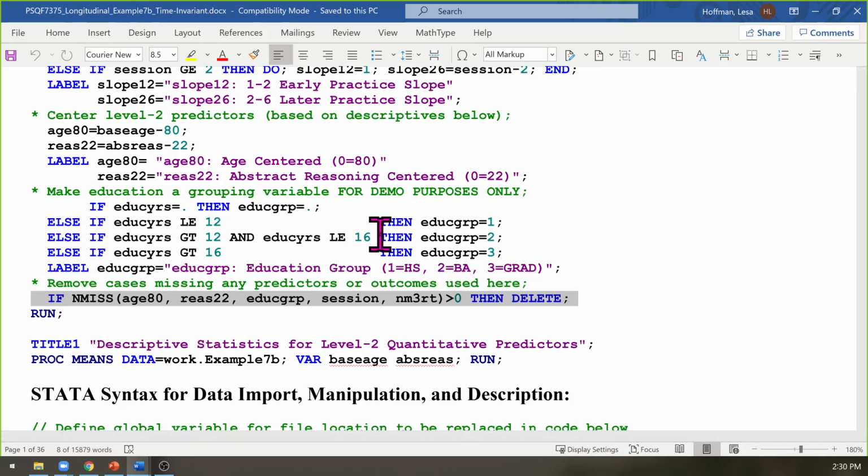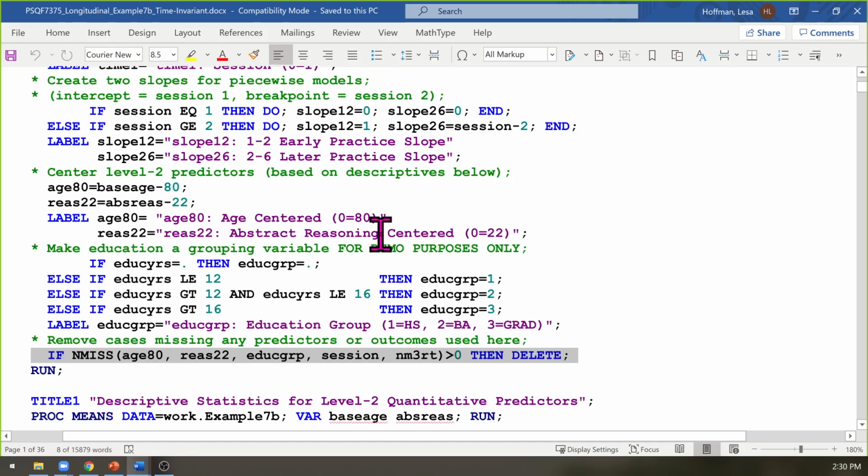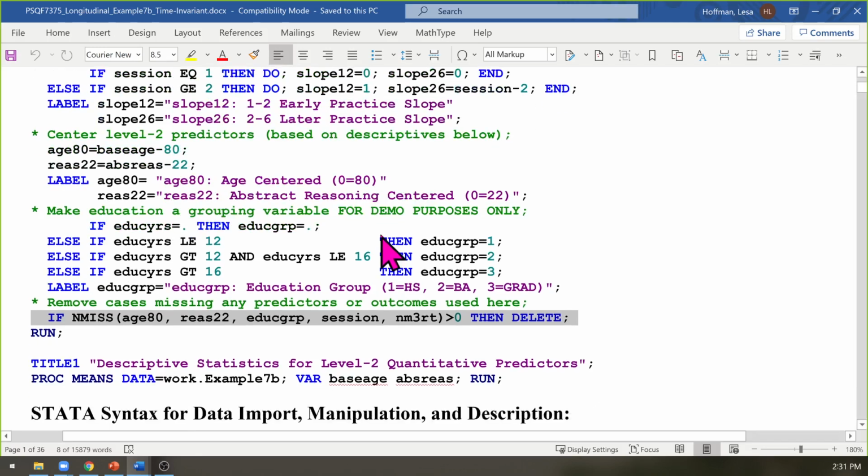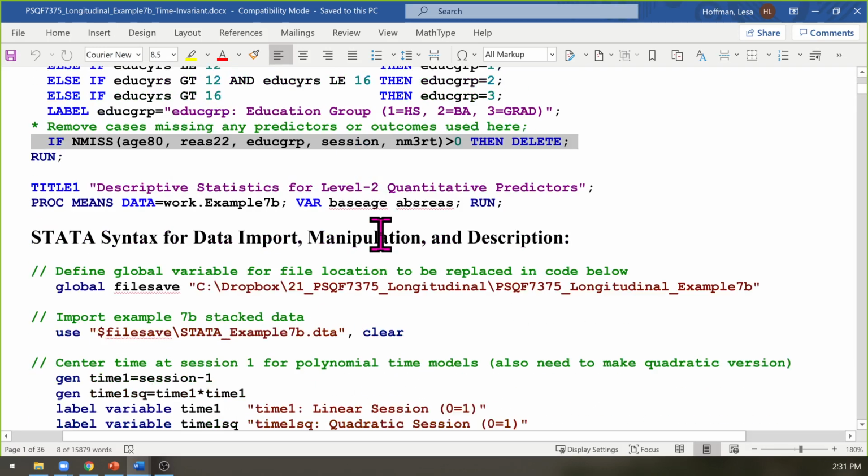Okay, SAS people, any questions on the coding here? Okay, Stata folks, same story.